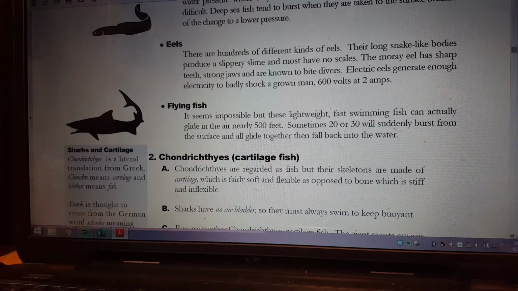And then the flying fish. It seems impossible, but these lightweight, fast-swimming fish can actually glide in the air nearly 500 feet. Sometimes 20 or 30 will suddenly burst from the surface and all glide together, then fall back into the water.